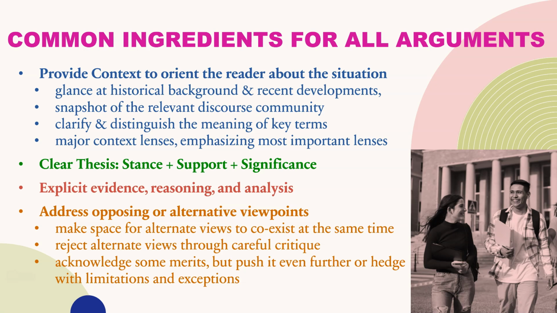We might be rejecting alternate views by carefully critiquing them, showing why they are harmful, showing where they might be using fallacies, and saying, like, some people have held this type of viewpoint and that's not okay because of these reasons. And we could have a mixed response. We could acknowledge some of the merits to a certain viewpoint, but we might wish to either push it even further. So say, like, up to this point, people have argued through this position, but that's not enough. We need to take it further.